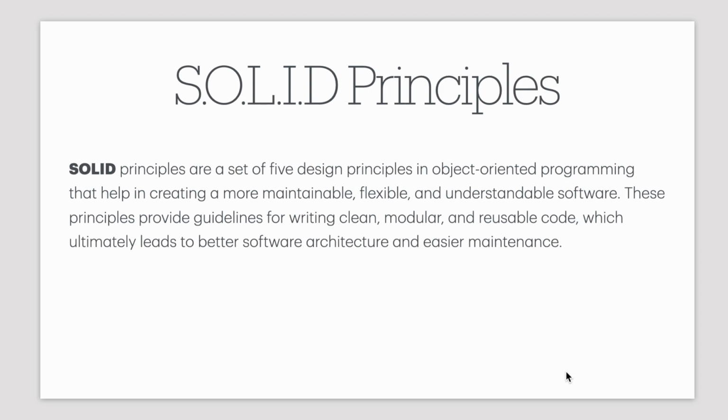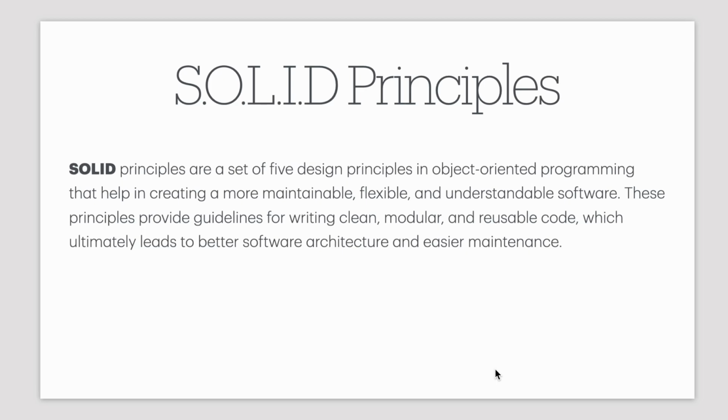So let's get started. What do the SOLID principles mean? SOLID principles are a set of five design principles. We call them the five pillars of object-oriented programming. They help us create more maintainable, flexible, and understandable software. So what does that mean? If we are creating a web application or any application, and we follow the guidelines of the SOLID principles, we can write clean, modular, and reusable code, which ultimately leads to better software architecture and easier maintenance. You'll understand it better when we do hands-on work on all these five principles.